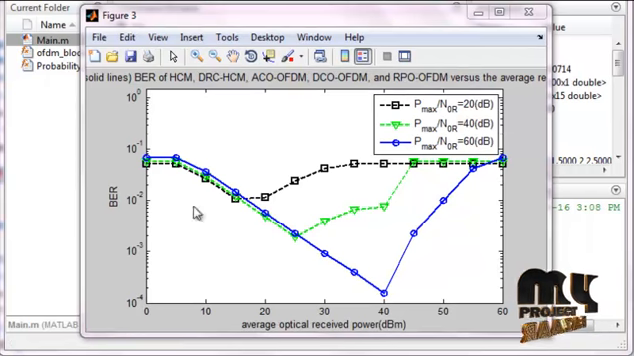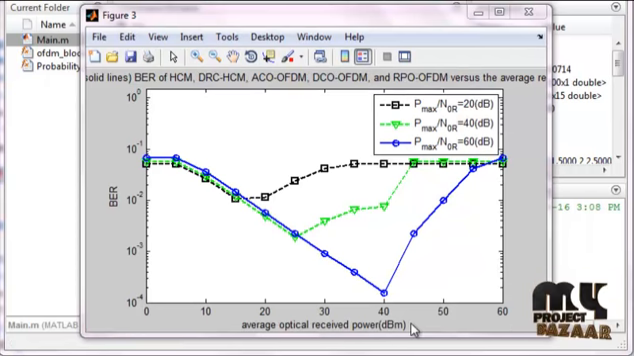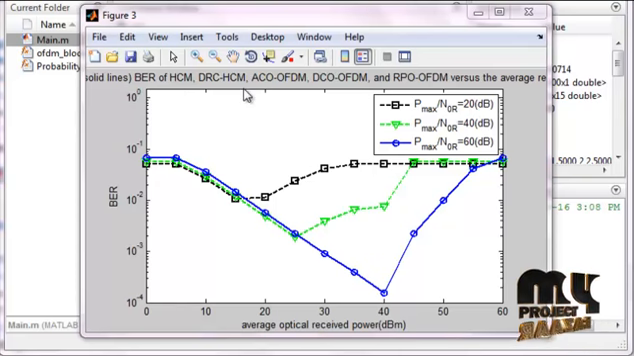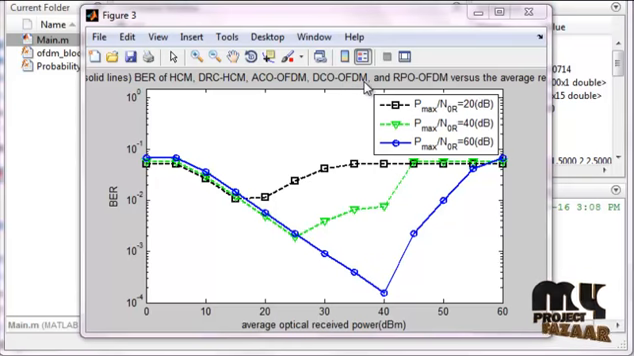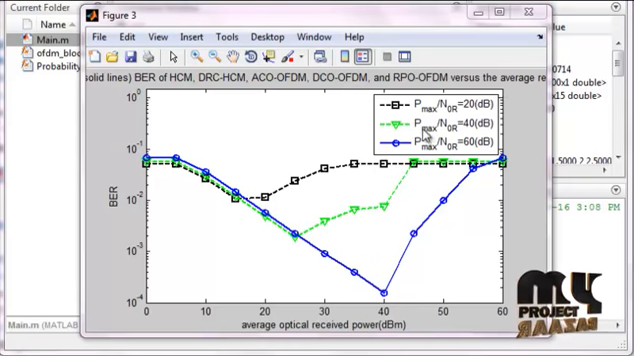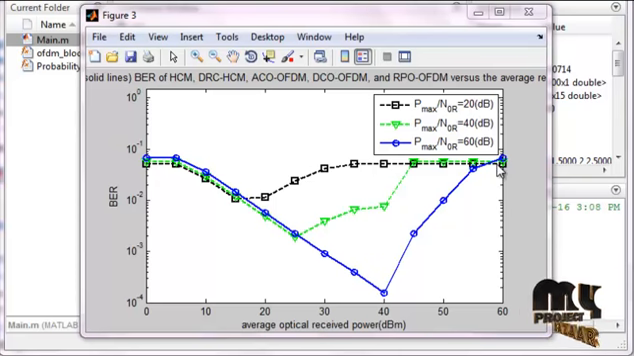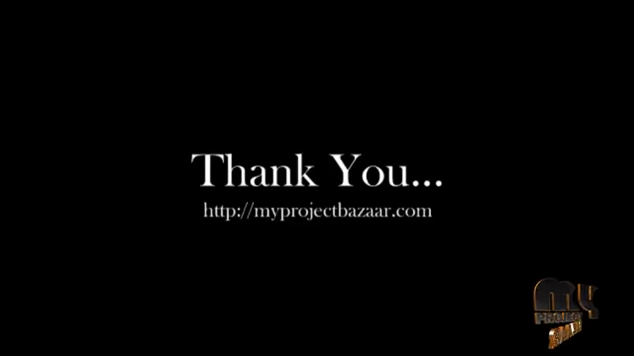Similarly, in the same figure versus the average optical received power, that is BER, the solid lines are for DCR HCM, ACO OFDM and DCO OFDM versus the average optical received power. It is calculated where black is the existing system, and green and blue are the proposed system. So overall, these are the running procedure for the product. Thank you for listening to this video.